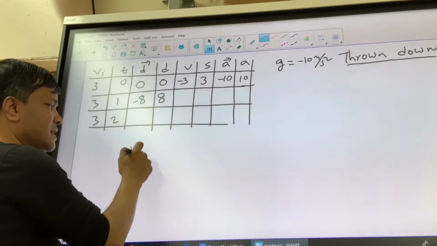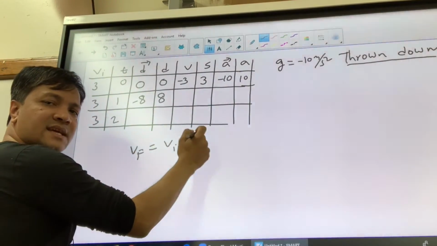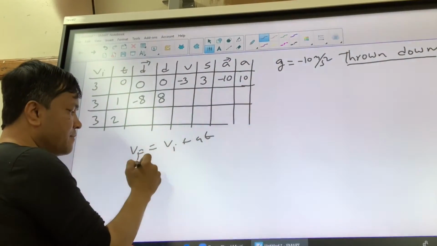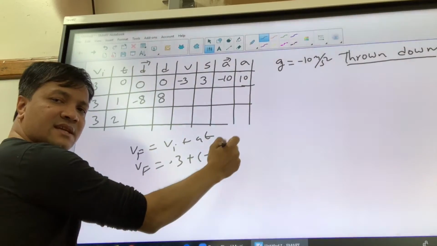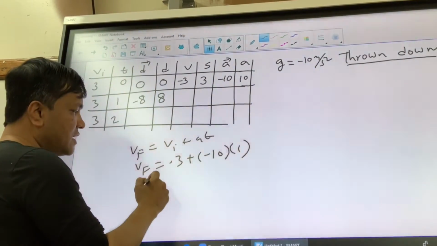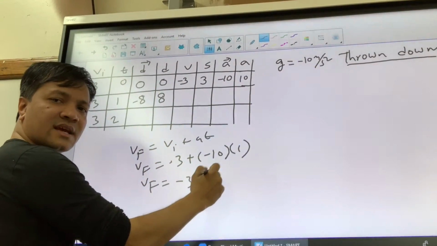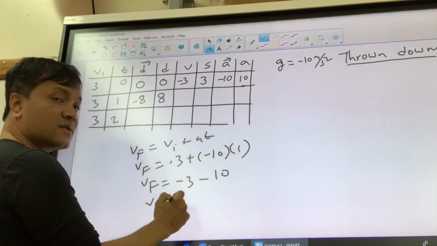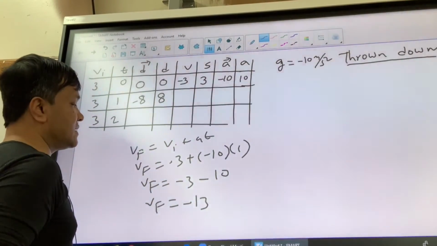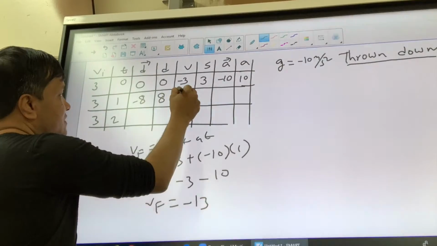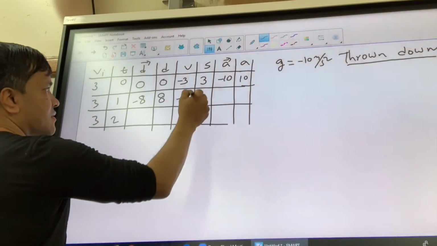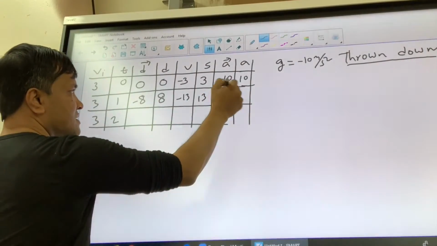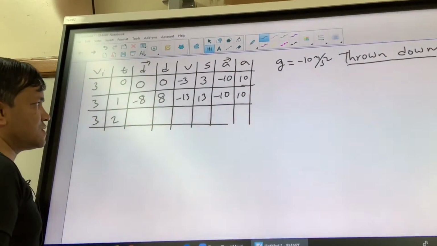Now I'm going to find the velocity. So velocity is Vi plus At. So Vi is -3, plus A is -10, and t is 1. So Vf is equal to -3 - 10. So Vf is equal to -13, as you see. So I'm going to write -13 over here. Now speed is 13, acceleration due to gravity is -10, and magnitude is 10.